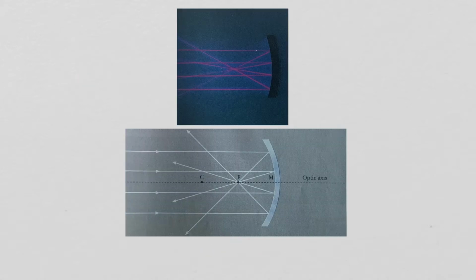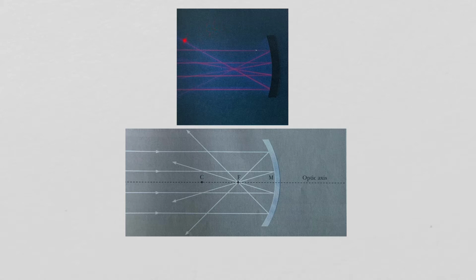Here's an actual image of light rays reflected by a concave mirror. As you can see, the light rays are incident parallel to the optic axis. Again, the optic axis is just an imaginary line. After reflection, all the light rays converge at this single point in front of the mirror here. That is the focal point.